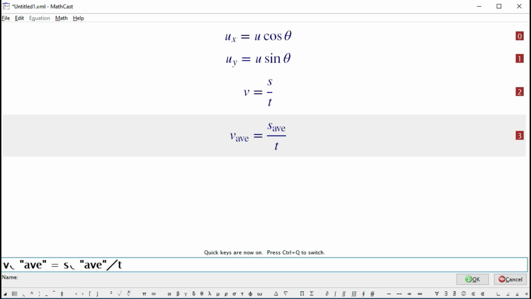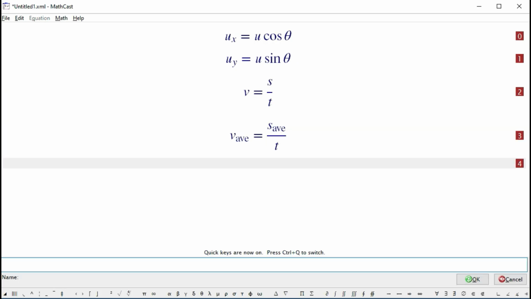Then you can type in that again. To save you doing all that again, you can Control C it and then Control V, and just turn it round by doing this, equals that times time.